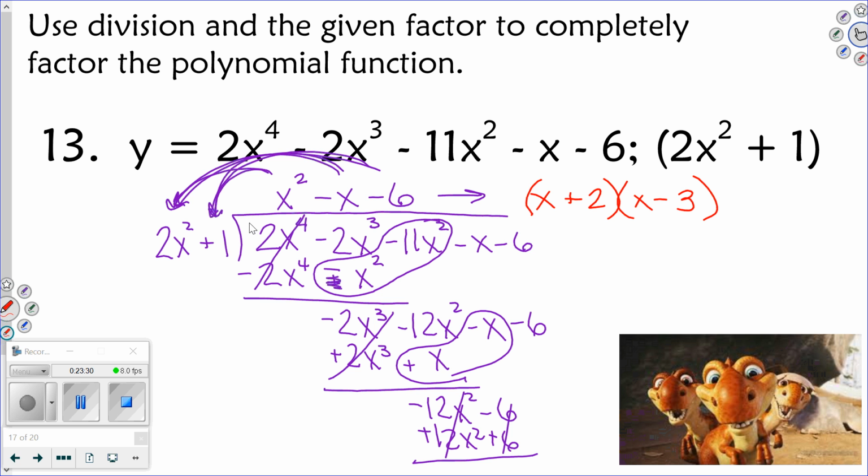I got to factor what? 2x squared plus 1. Will that factor further? No, it won't factor further. But don't forget it.